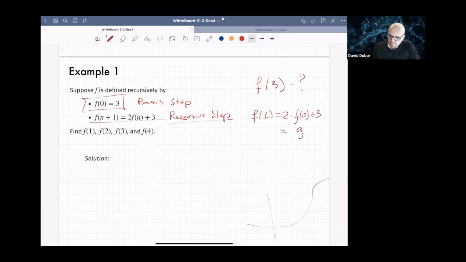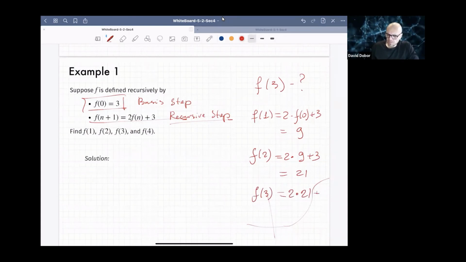I think that's 9. And f of 2, I don't know what it is, but it works out to be 2 times 9 plus 3. So that works out to be 21. And so on. So you get the idea, right? F of 3, don't know what it is, but it's going to be 2 times 21 plus 3. So that's 45, and so on. You get the idea. You can compute f of like the 55th, and so on. So that's a recursively defined function.